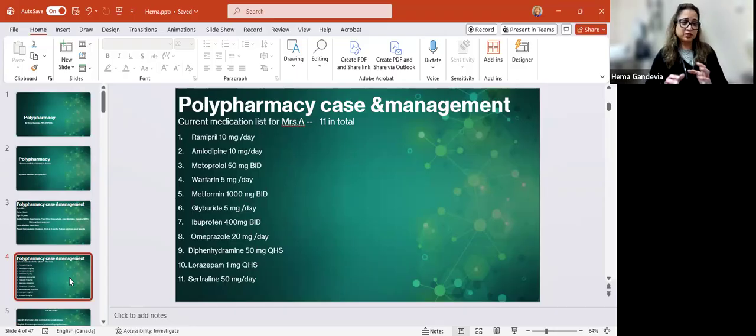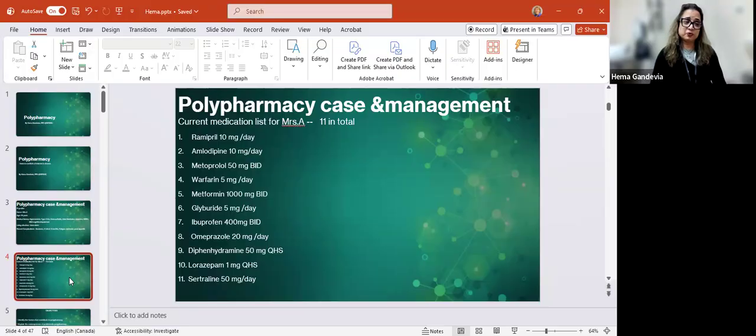When we look at this profile, right at the get-go, we can identify a lot of issues going on here, which could contribute to her current complaints of dizziness, the cognitive impairment, and maybe some hypoglycemic lows, which could be contributing towards the dizziness and maybe some falls. Having said that, this is a good example of polypharmacy.